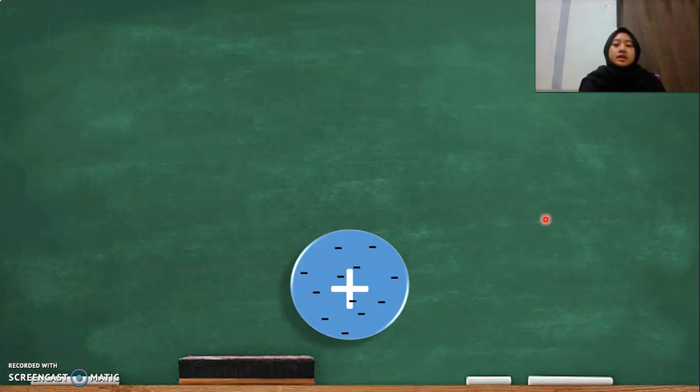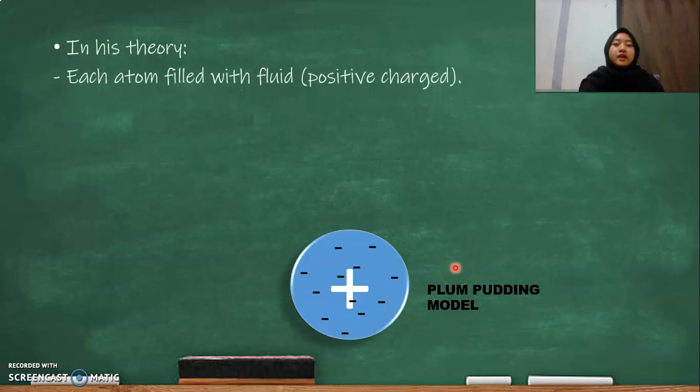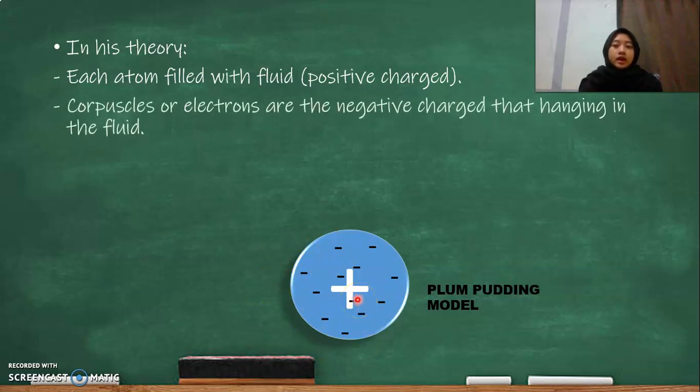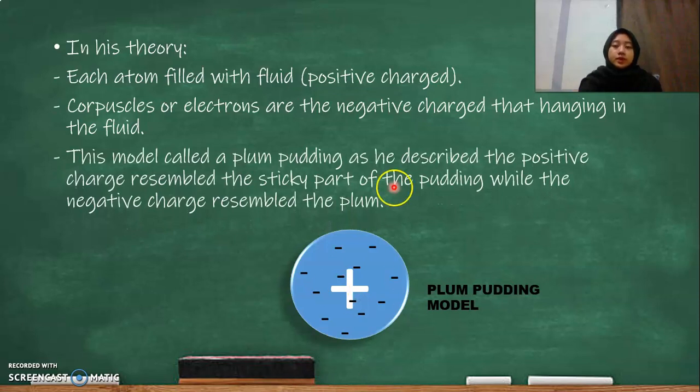So from the experiment, he created this atomic model called plum pudding model. In his theory, each atom was filled with fluid, which is a positive charge. As you can see in the diagram here, this is the fluid. And then corpuscles, which right now we call electrons, are the negative charge that hang around in the fluid. So this model is called a plum pudding, as he described the positive charge, which is the fluid, as the sticky part in the pudding, while the negative charge resembles the plum.